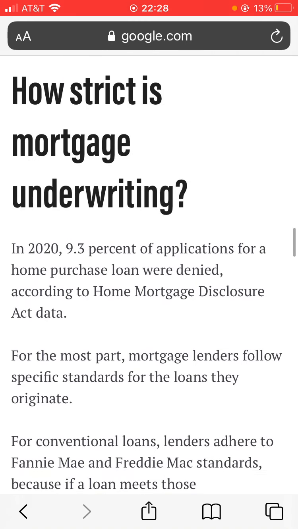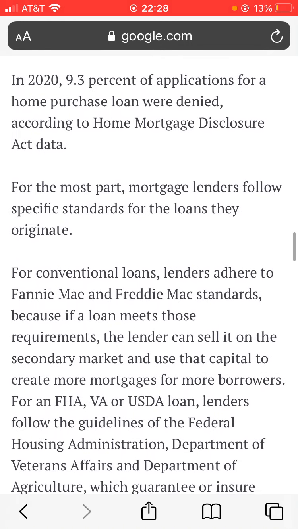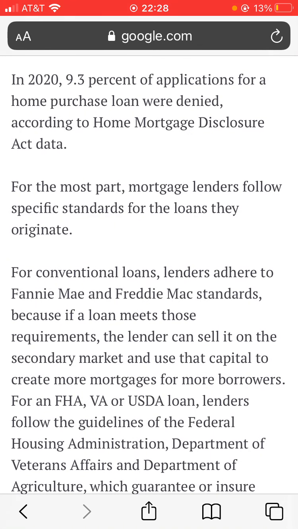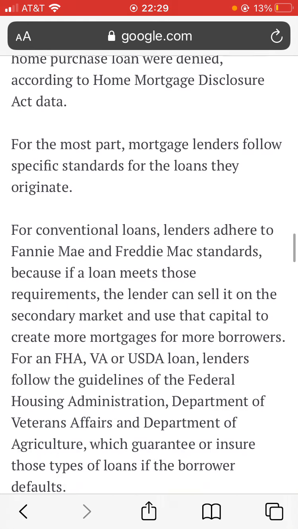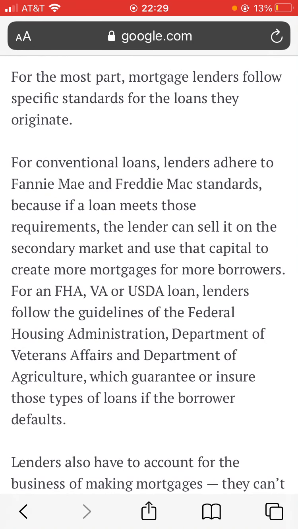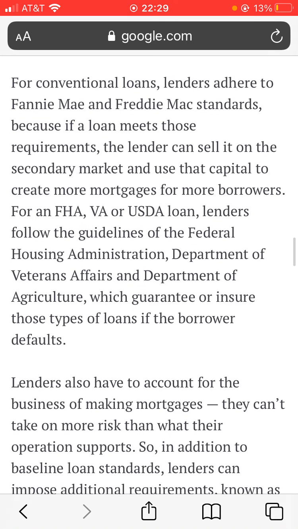How strict is mortgage underwriting? In 2020, 9.3% of applications for a home purchase loan were denied, according to Home Mortgage Disclosure Act data. For the most part, mortgage lenders follow specific standards for the loans they originate. For conventional loans, lenders adhere to the Fannie and Freddie Mac standards because if a loan meets those requirements, the lender can sell it on the secondary market and use that capital to create more mortgages for more borrowers.